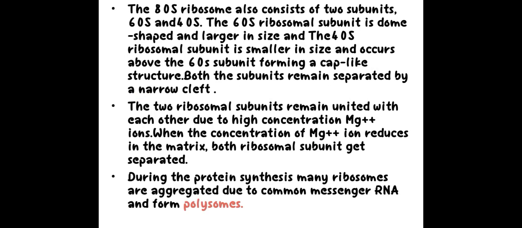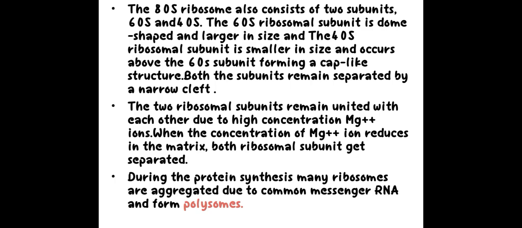This 80S ribosome also consists of two subunits, 60S and 40S. The 60S ribosomal subunit is dome-shaped and larger in size, and the 40S ribosomal subunit is smaller in size and occurs above the 60S subunit, forming a cap-like structure. Both the subunits remain separated by a narrow cleft. The two ribosomal subunits remain united with each other due to high concentration of Mg2+ ions. When the concentration of Mg2+ ions reduces in the matrix, both ribosomal subunits get separated.